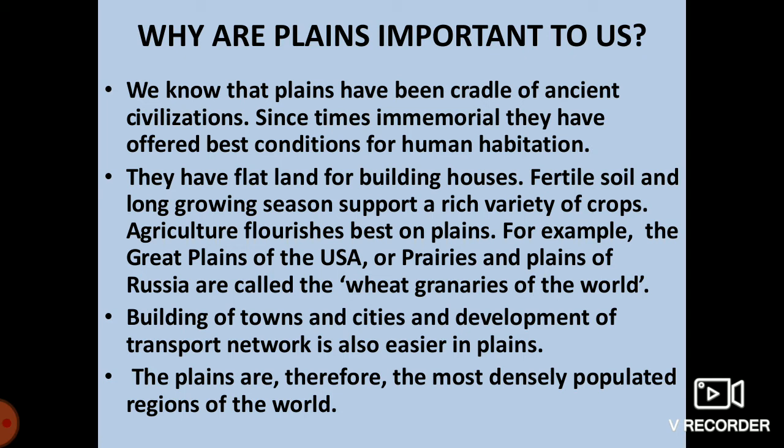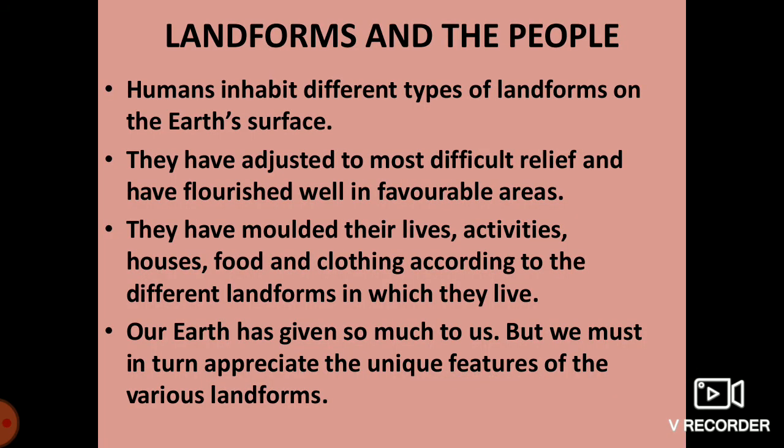The Great Plains of the USA, and the prairies and plains of Russia are examples of such plains. The prairies in Russia are called the wheat granaries of the world. Remember this. You can build towns and cities, and a transport network is very easy in a plain area. Therefore, it is densely populated; most of the population lies in plain areas only.